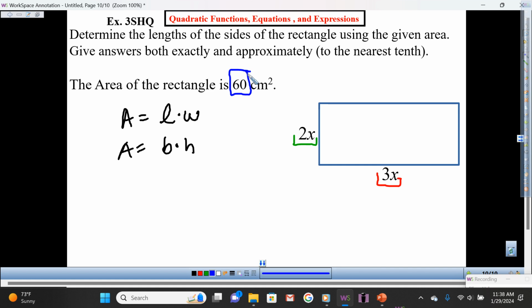So now that we have all the information, here it goes. What do I substitute for A, everyone? 60, that is correct. Equals, for the base, that's 3x. For multiplication, I'm going to put these in parentheses instead of writing the little dot. Well, I'll write the dot here. Times, what is the height? Height is 2x. All right, so let's simplify this. 60 equals, what is 3x times 2x? 6 what? 6x squared. That is correct.